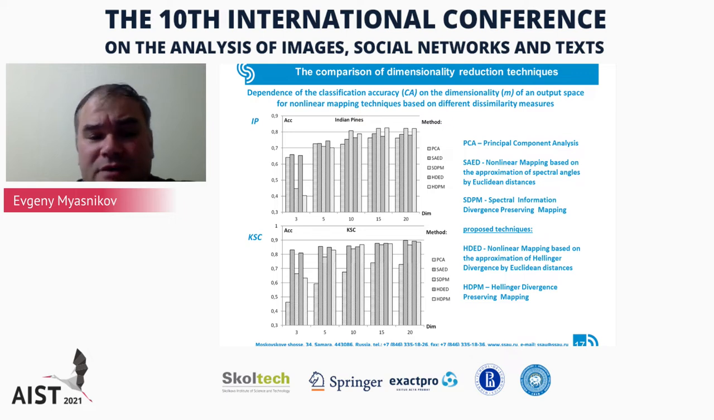As we see for the Indian Pines image, Hellinger divergence preserving mapping works similar to SDPM. That is, it works badly for lower dimensionalities. Here, the dimensionality is shown on the horizontal axis. So we obtain very low accuracy. And with the growth of the dimensionality, these techniques show similar results and the best results on this image. On the second image of the KSC, they also show similar results. But here we see that the PCA works very badly for the dimensionality up to 20. And the results are substantially lower than for nonlinear techniques, which we used in this paper.